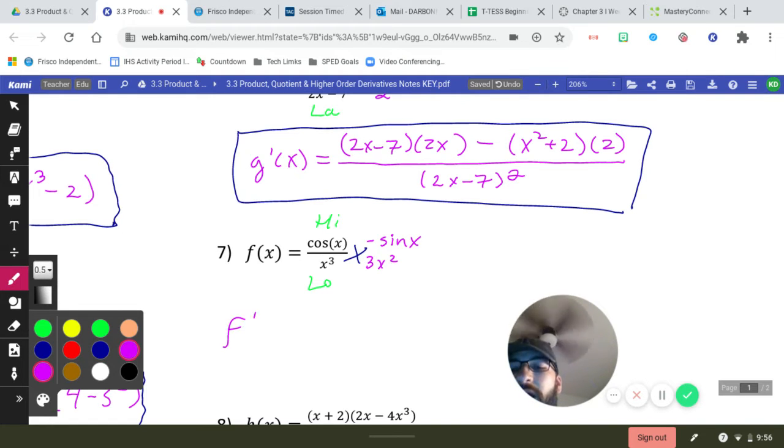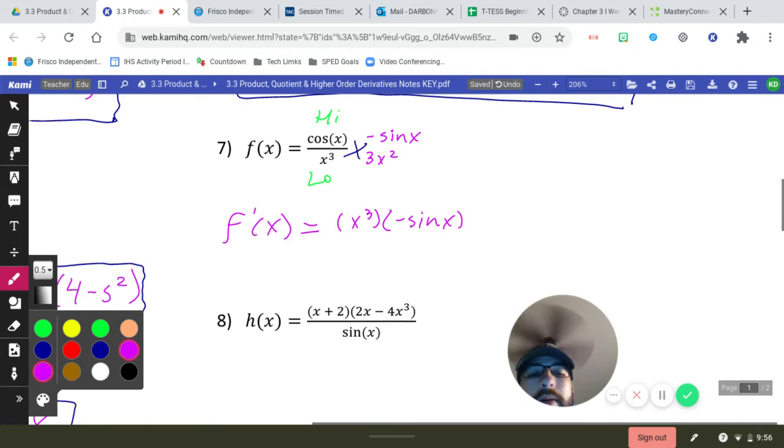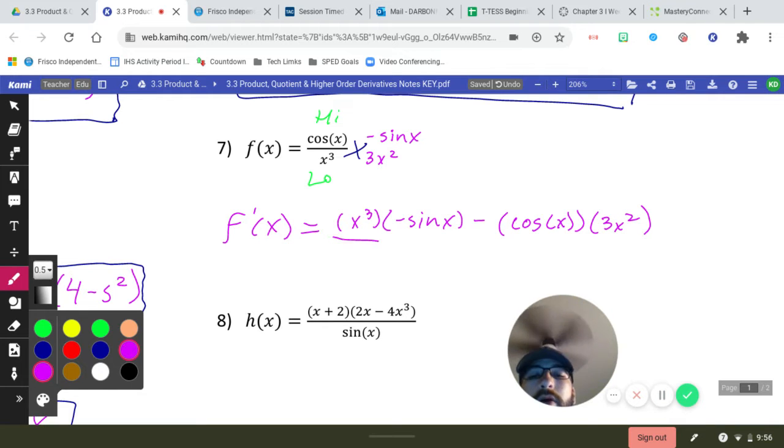So f prime of x, remember our order, low times derivative of high. So x cubed times negative sine x minus high times derivative of low. So cosine of x times 3x squared all over low squared, so x cubed squared.